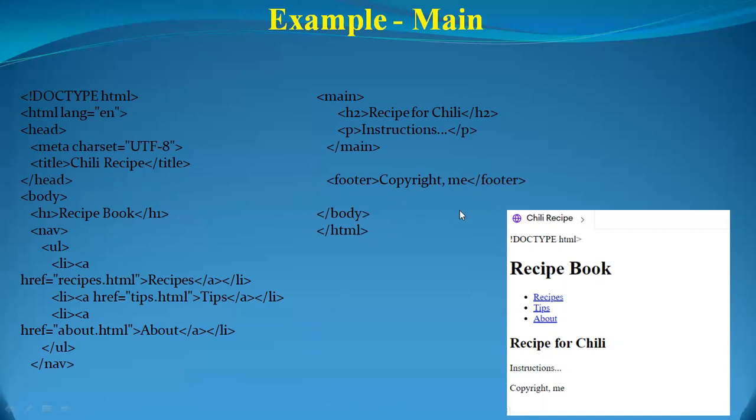The title is Chili Recipe. The title is there. Then in the body, Recipe Book is there. Under that, recipes, tips, about. When we click on recipes, it moves on to recipes.html. When we click on tips, we move on to tips.html. When we click on about, we move on to the about.html page. In the main tag, we have Recipe for Chili. Under that, a paragraph, instructions, and the footer, copyright, is available.